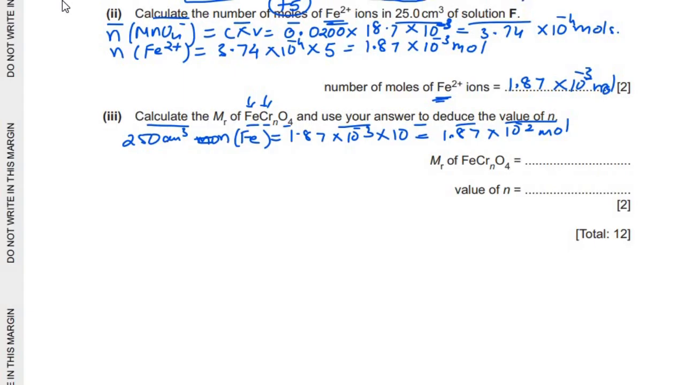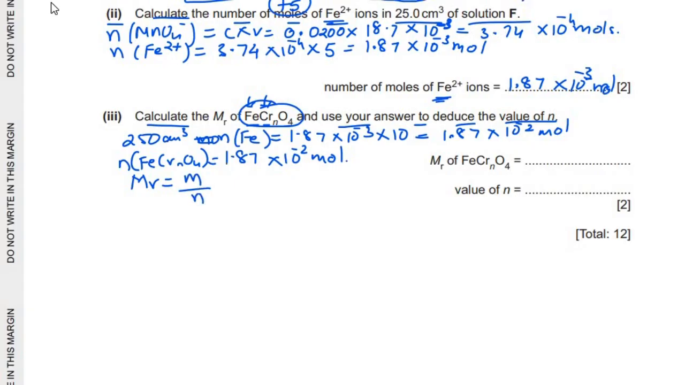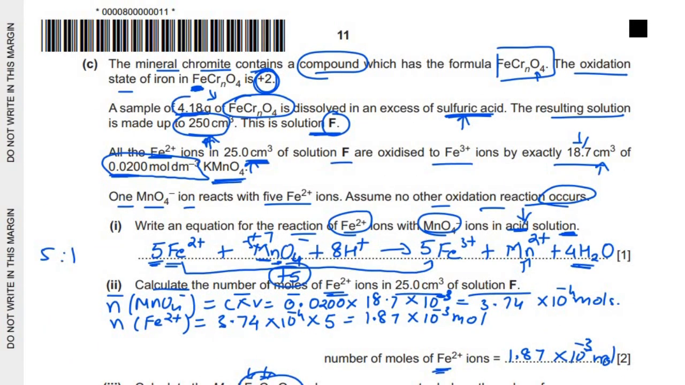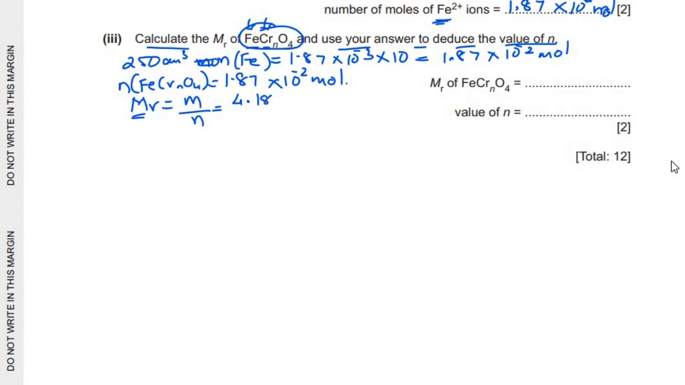Now if these are the moles of Fe, obviously the moles of the whole compound are also the same because there is only one Fe in the whole compound. So the moles of FeCrNO4 is also 1.87 into 10 power minus 2 moles. Now to calculate the MR, we use the formula mass upon moles. The mass which was used initially, we can find from here, that is 4.18 gram. So 4.18 divided by the moles, 1.87 into 10 power minus 2, is equal to 223.5 grams.